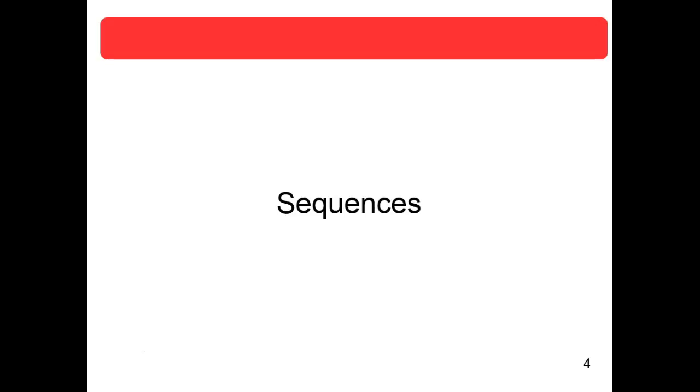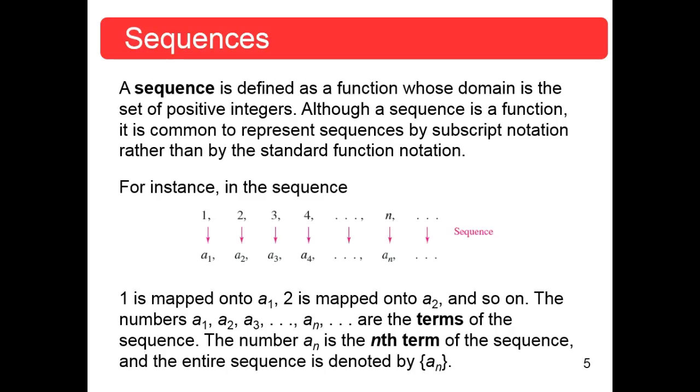So let's start with just the term sequence. What in the world is a sequence? A sequence is defined as a function, believe it or not, whose domain is a set of positive integers. Positive integers. Okay, rather strange domain. Although a sequence is a function, it is common to represent sequences by a subscript notation where the subscripts are those positive integers, okay, rather than by the standard function notation.